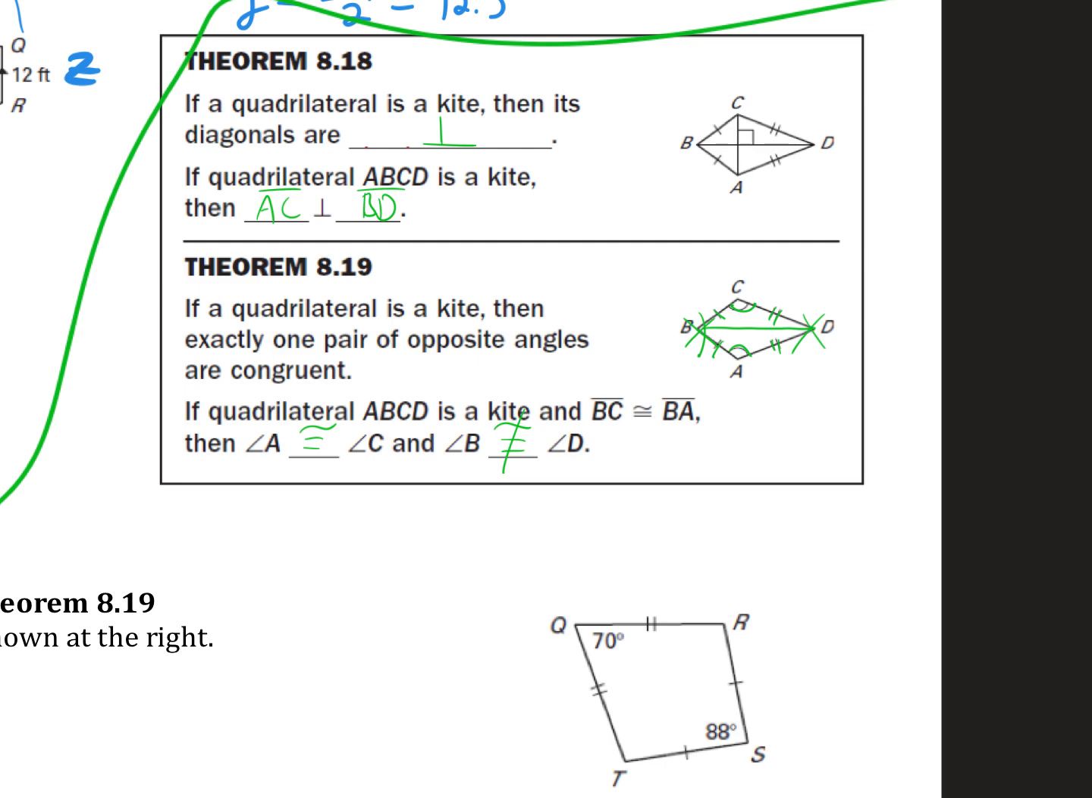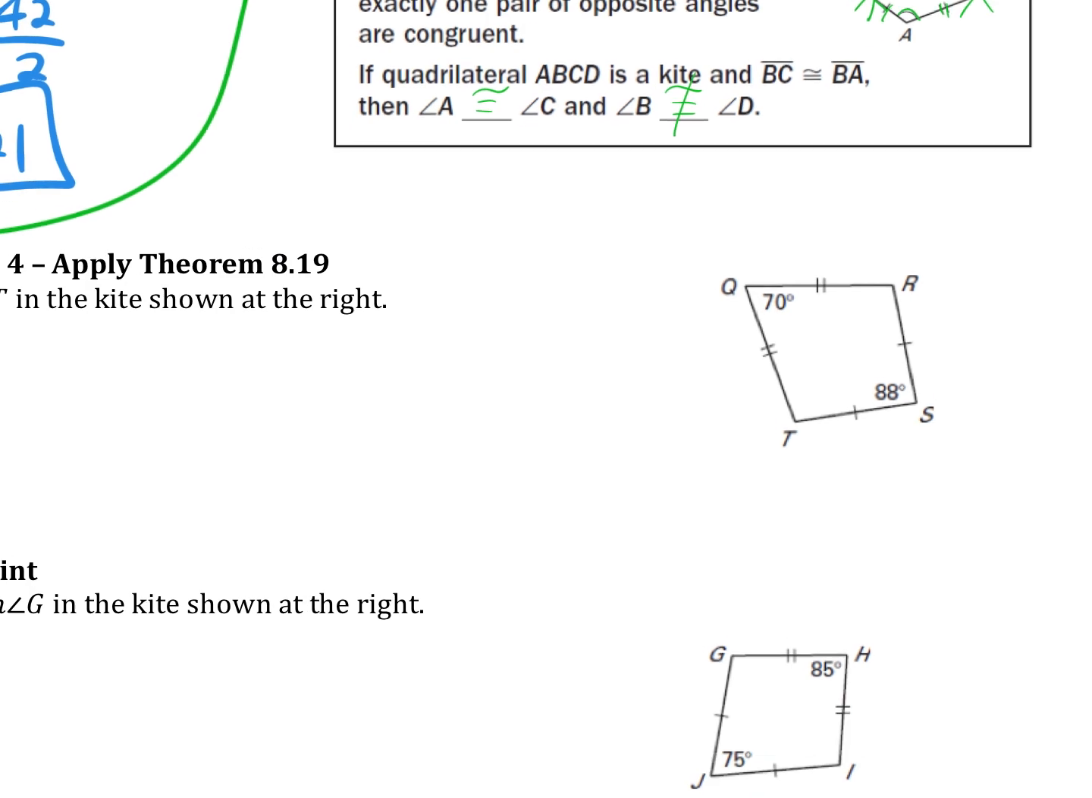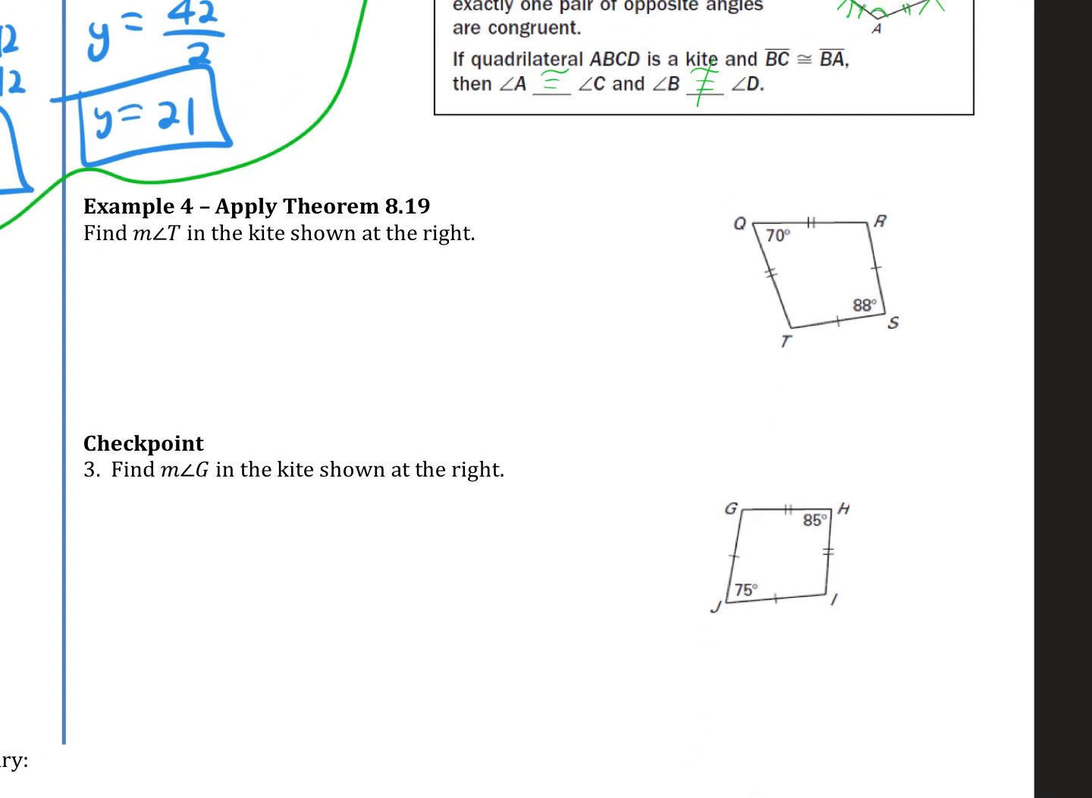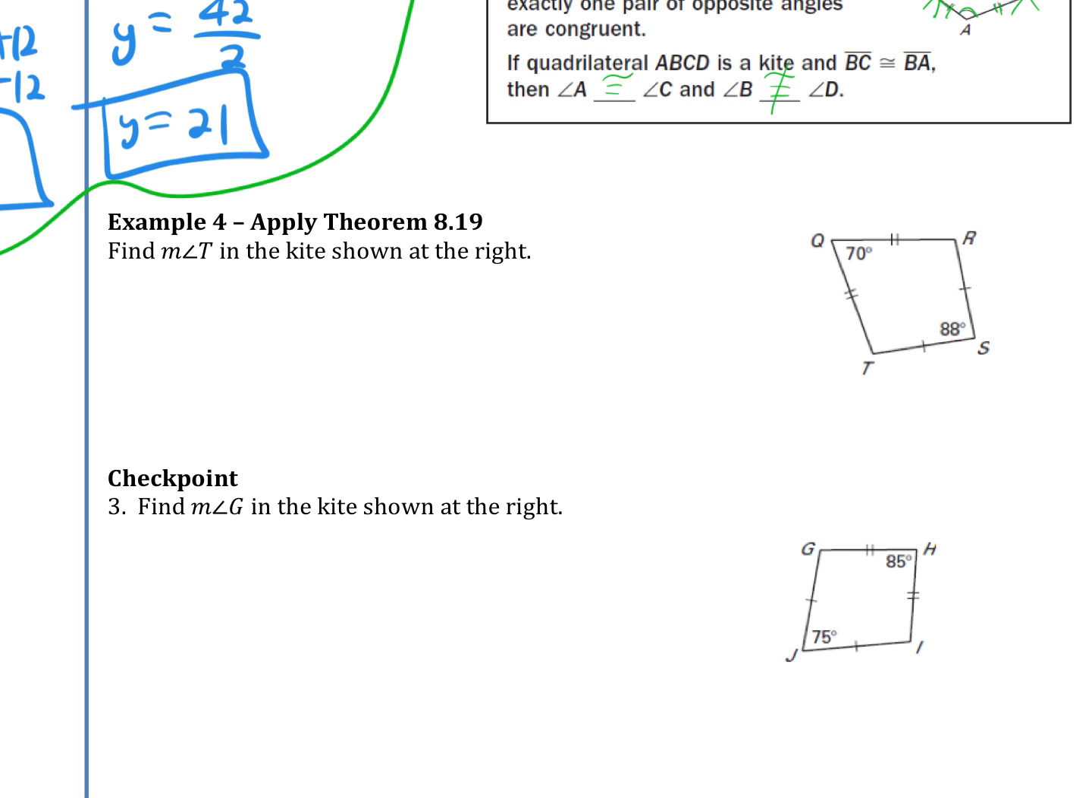So let's go ahead and try to apply what we know here. Okay, so measure angle T in the kite shown at the right. So we're looking for angle T. Which angle is angle T congruent to? Well, between the two congruent angles is going to be congruent to angle R. So now we can add these all up, right? How much do these add up to here? They add up to 360. So we can do x plus 70 plus x plus 88 equals 360, right? The interior angles of a quadrilateral add up to 360.